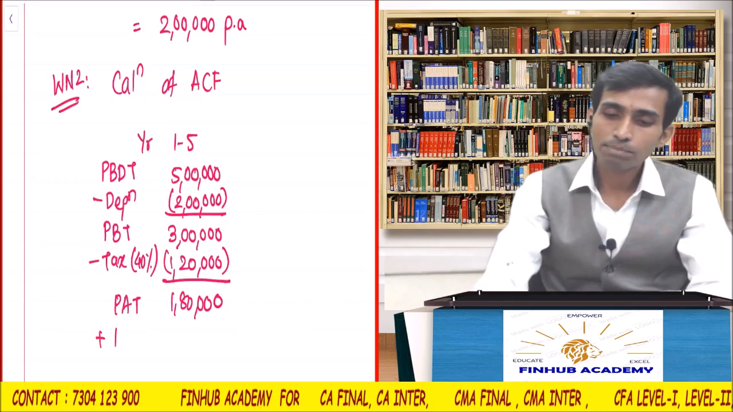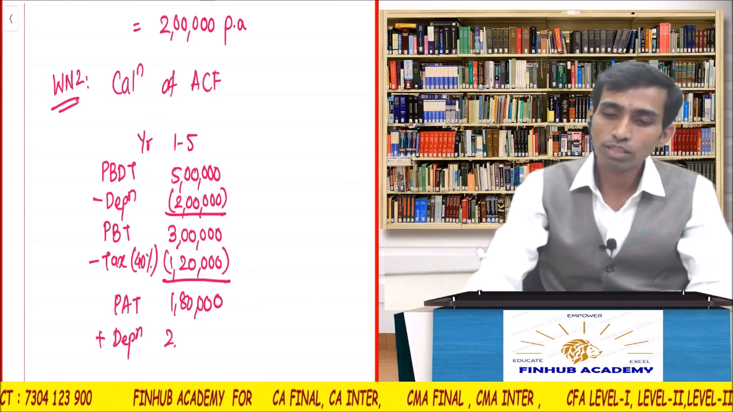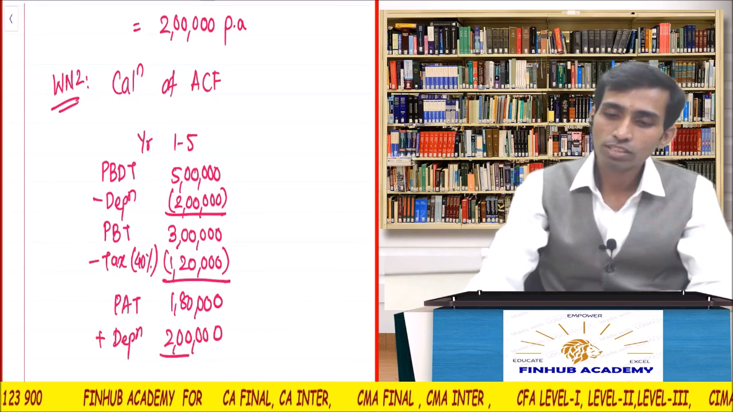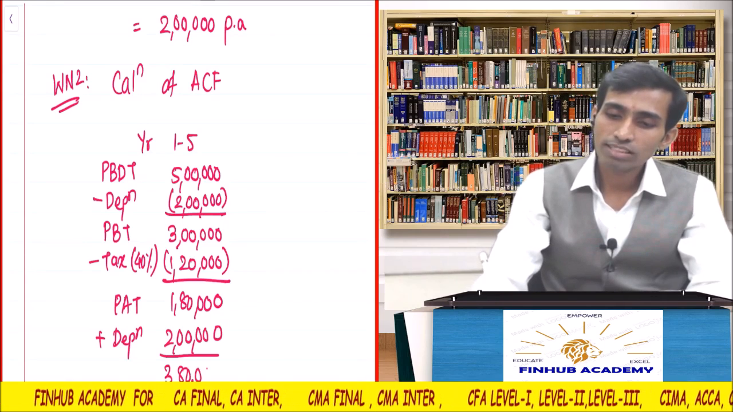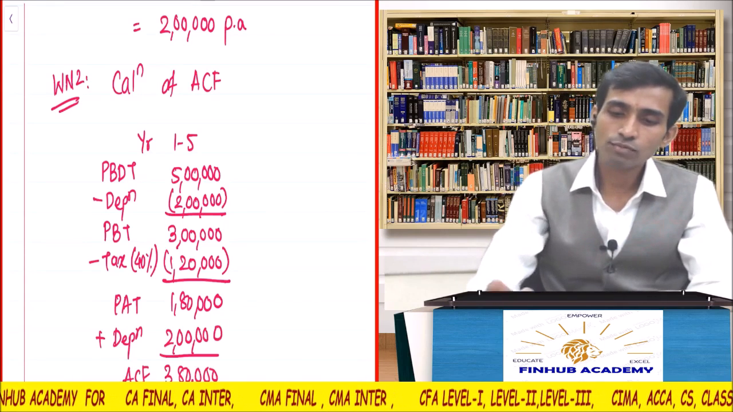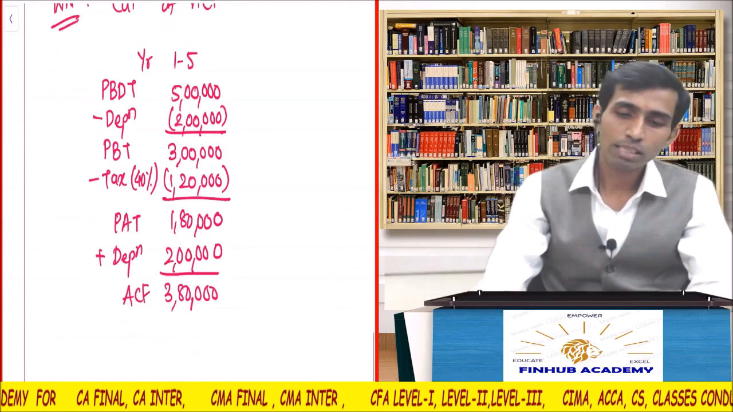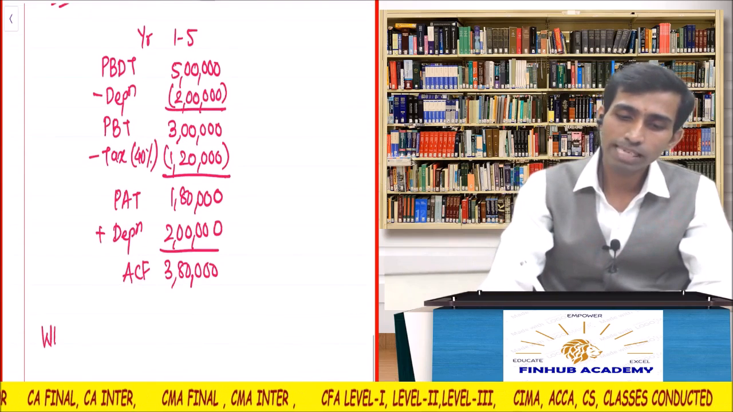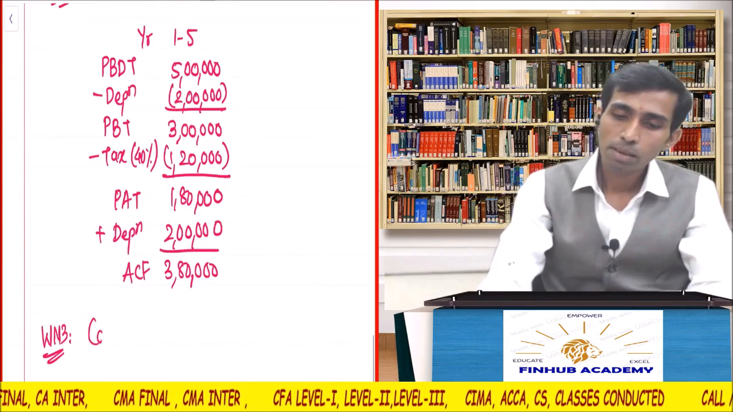2 lakh. That is depreciation, a non-cash expense. So the company's cash flow is how much? 3 lakh 80,000. This is my ACF, annual cash flow. Correct. Now the third part, working note number 3, the main part. That is the computation of payback period.